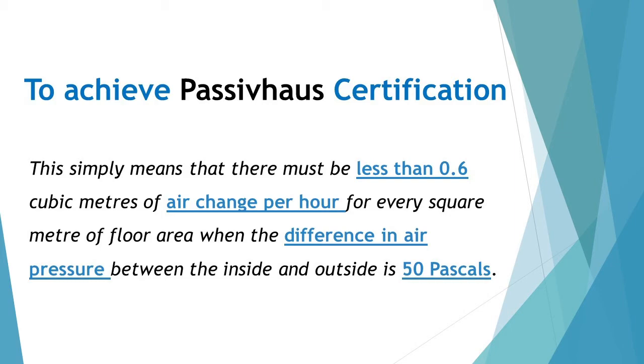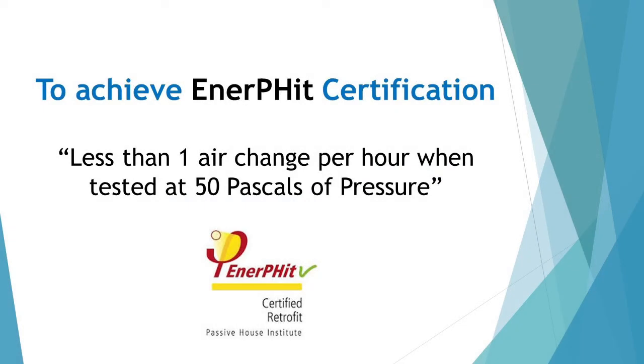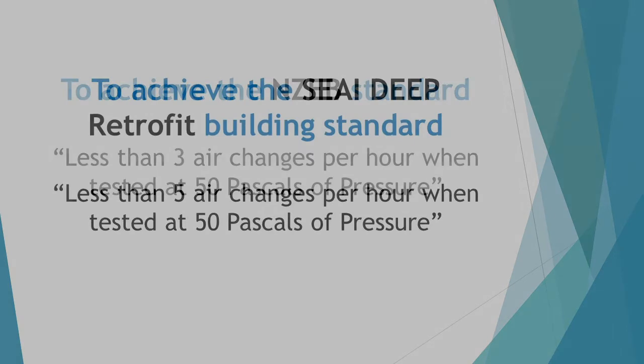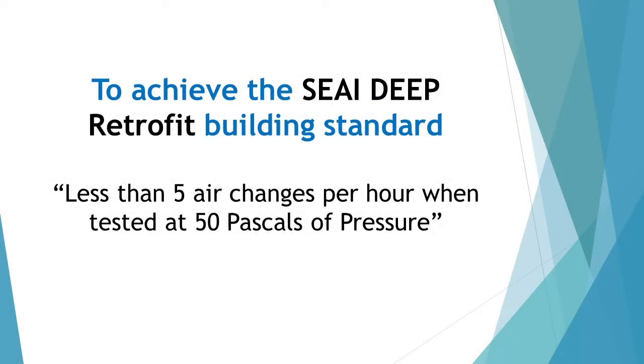While if you were to retrofit a house to the EnerPHit standard, the dwelling would have to achieve less than 1 air change per hour. To meet the NZEB standard, a building must meet a standard of less than 3 air changes per hour. And lastly, if you were to retrofit to the SEAI deep retrofit standard, then the dwelling would have to achieve less than 5 air changes per hour.